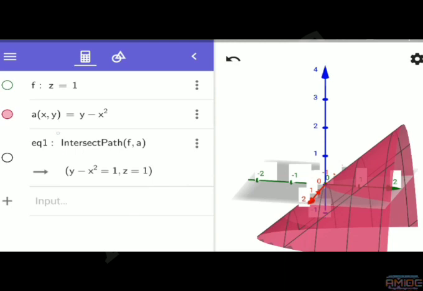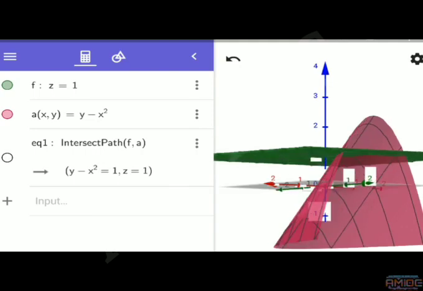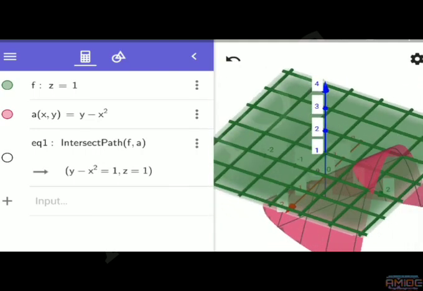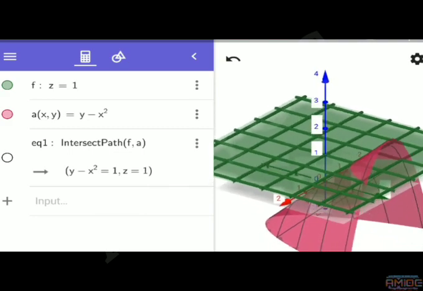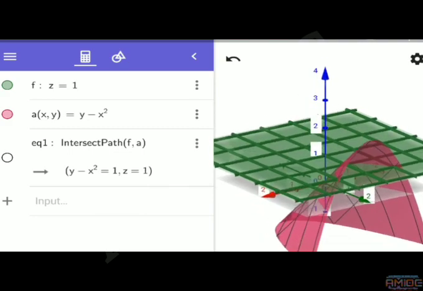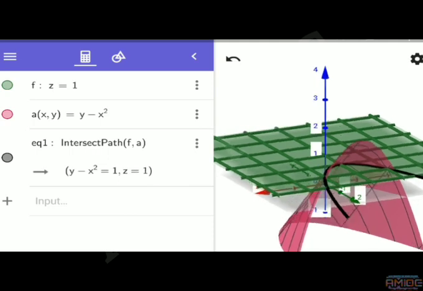So evaluating the level curve means finding the intersecting curve of the plane z is equal to 1 and the function y minus x square. So let us draw the plane z is equal to 1. Now we have to evaluate the intersecting path of the plane z is equal to 1 and the function value f of xy is y minus x square. The intersecting path of these two surfaces is a parabola marked in this black line.